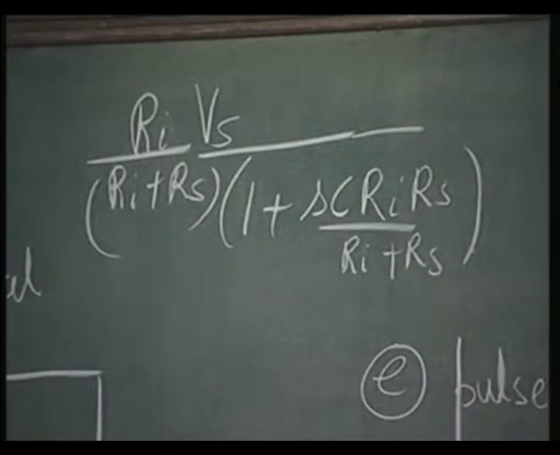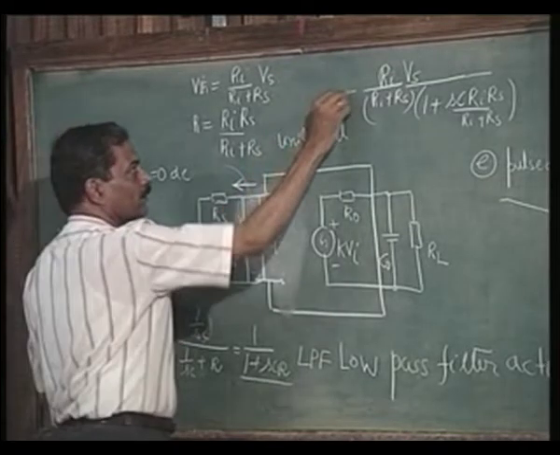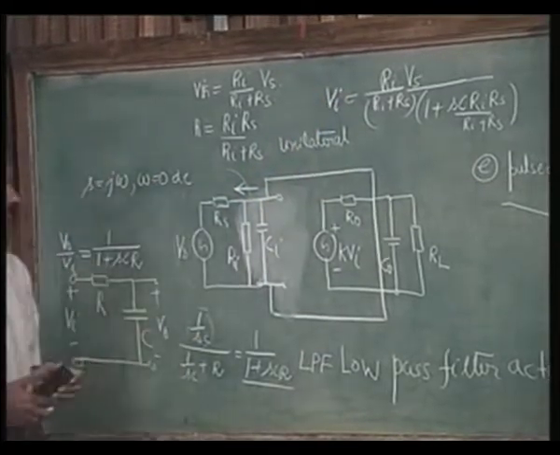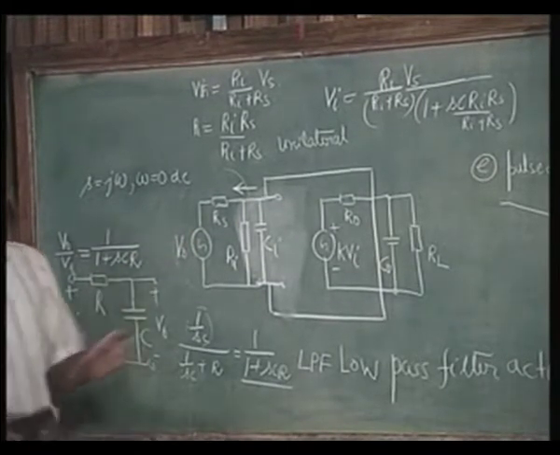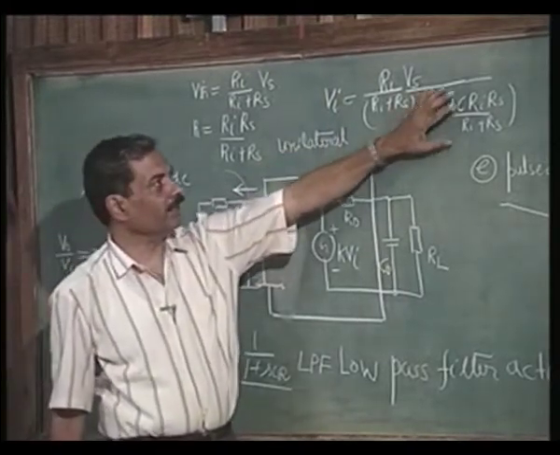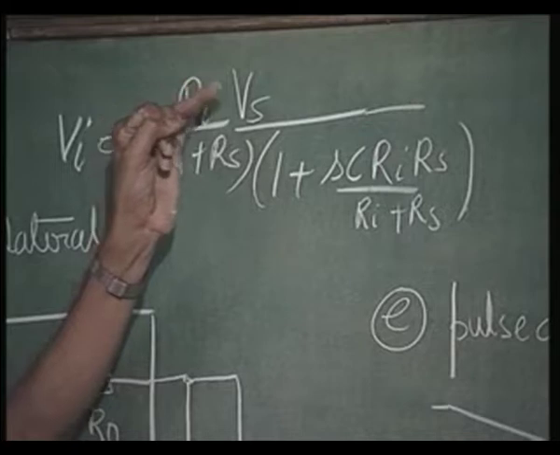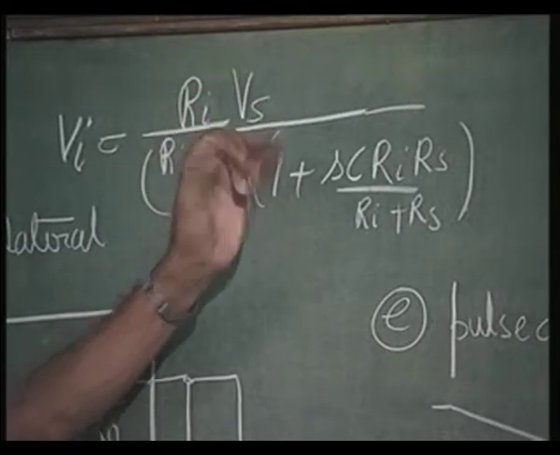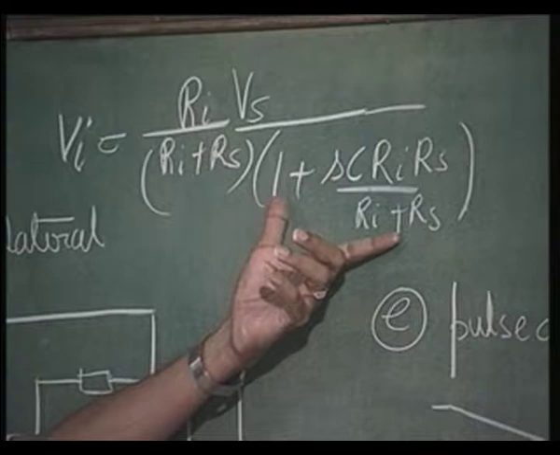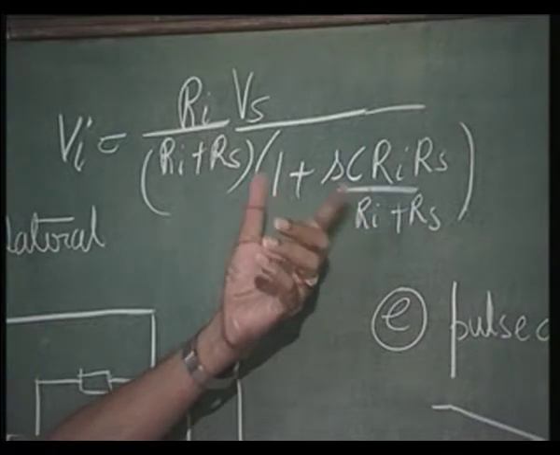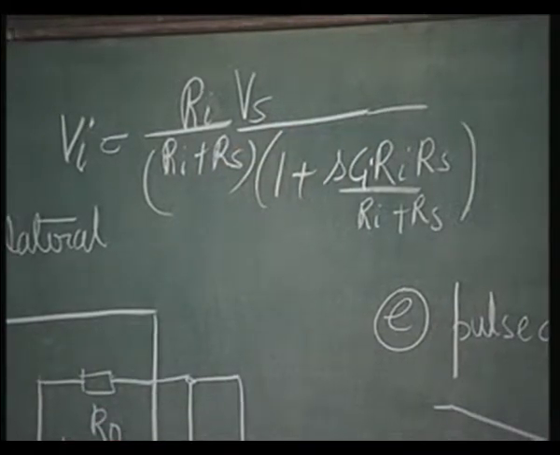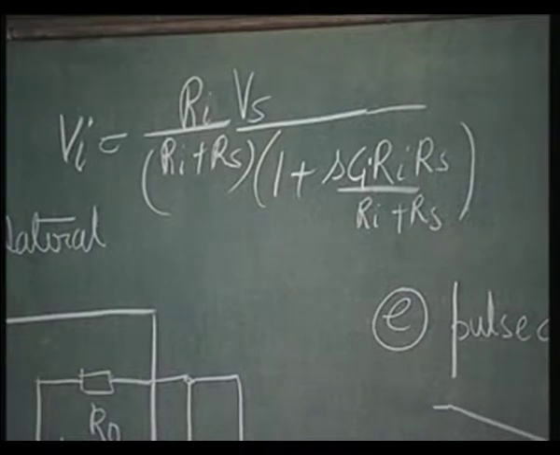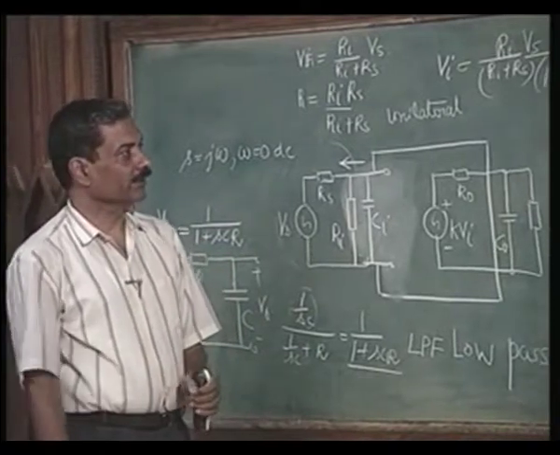So, this is what is called the transfer function between Vi and Vs. Please remember, in the earlier evaluation this factor was not there, it was only Ri by Ri plus Rs into Vs. Now, a new factor of attenuation has come because of the capacitor, and this is frequency dependent, C is equal to Ci. This is frequency dependent, and therefore the Vi decreases as frequency increases.